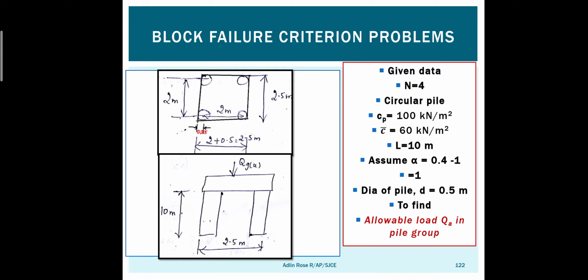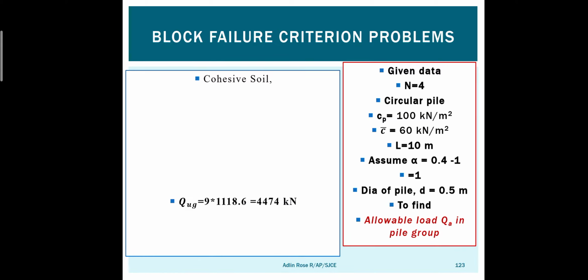It is better to draw a picture like this so that it is easy to solve the problem. Now we will solve it one by one. Cohesive soil. As I said earlier, we will find the pile group capacity. They have asked for the allowable load of the pile group. Now you find the single pile capacity. What is the single pile capacity?